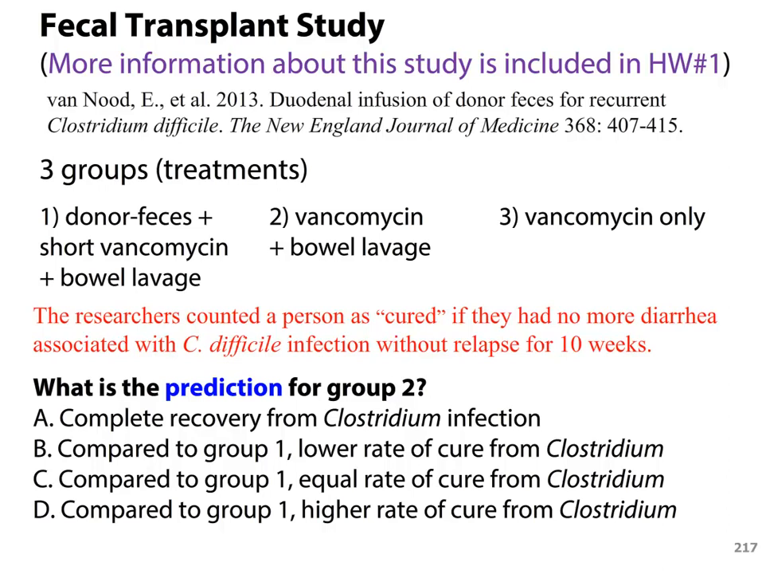For C, compared to group 1, equal rates. Well, that means the donor feces wouldn't work. Okay. And D, compared to group 1, a higher rate of cure. Well, then why are they even doing the study with the donor feces? What does this tell you? If you ever see a question like this, you would go for answer B. Okay? If that doesn't make sense, let me know.